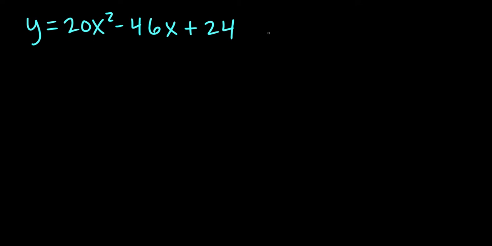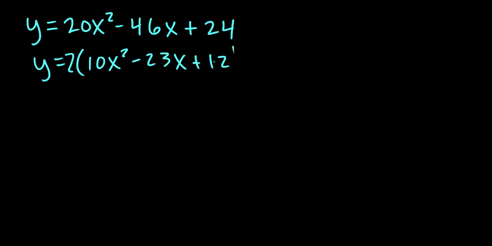Now, we're going to use box method. So if we multiply 20 by 24, we don't want to do that yet because all these are divisible by 2. So we're actually going to rewrite our function. We're going to take out a 2 and then divide each piece by 2. Okay, now we multiply this number and this number, we get 120.